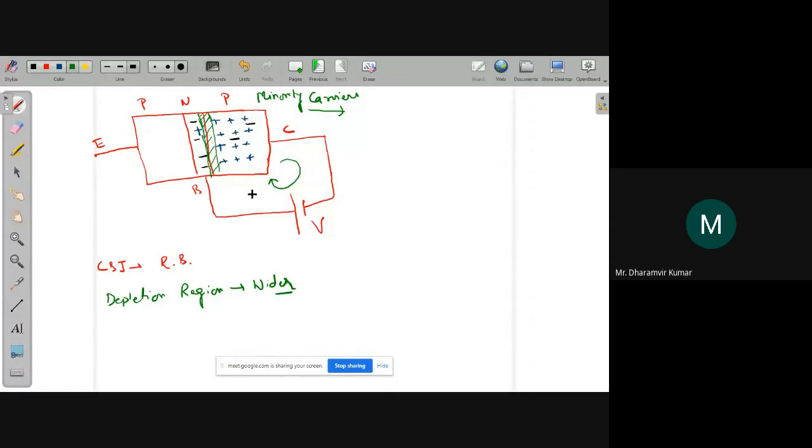Which are the minority charge carriers? Can you tell me? For the collector, the minority charge carrier is electron, and for the base, the minority charge carriers are holes. So there are different minority charge carriers for the collector and the base. Overall, what are the minority charge carriers, electrons or holes, that will make this current? Electrons.